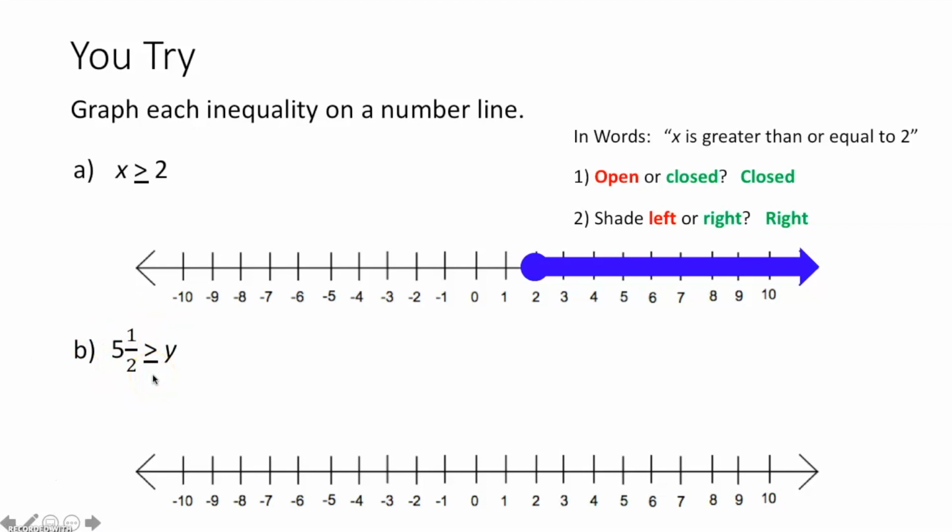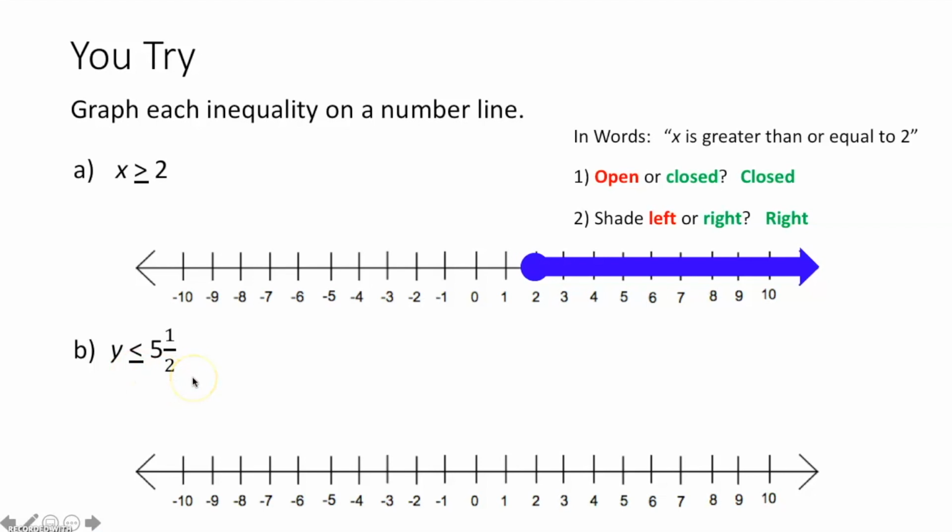Part B, something's not right. So what I have to do is I have to flip this. I have my variable on the right and I need it to be on the left. And since it's our only variable, we just flip everything in this inequality. We flip the y, the 5.5, and the inequality sign. So it's going to look something like this now.